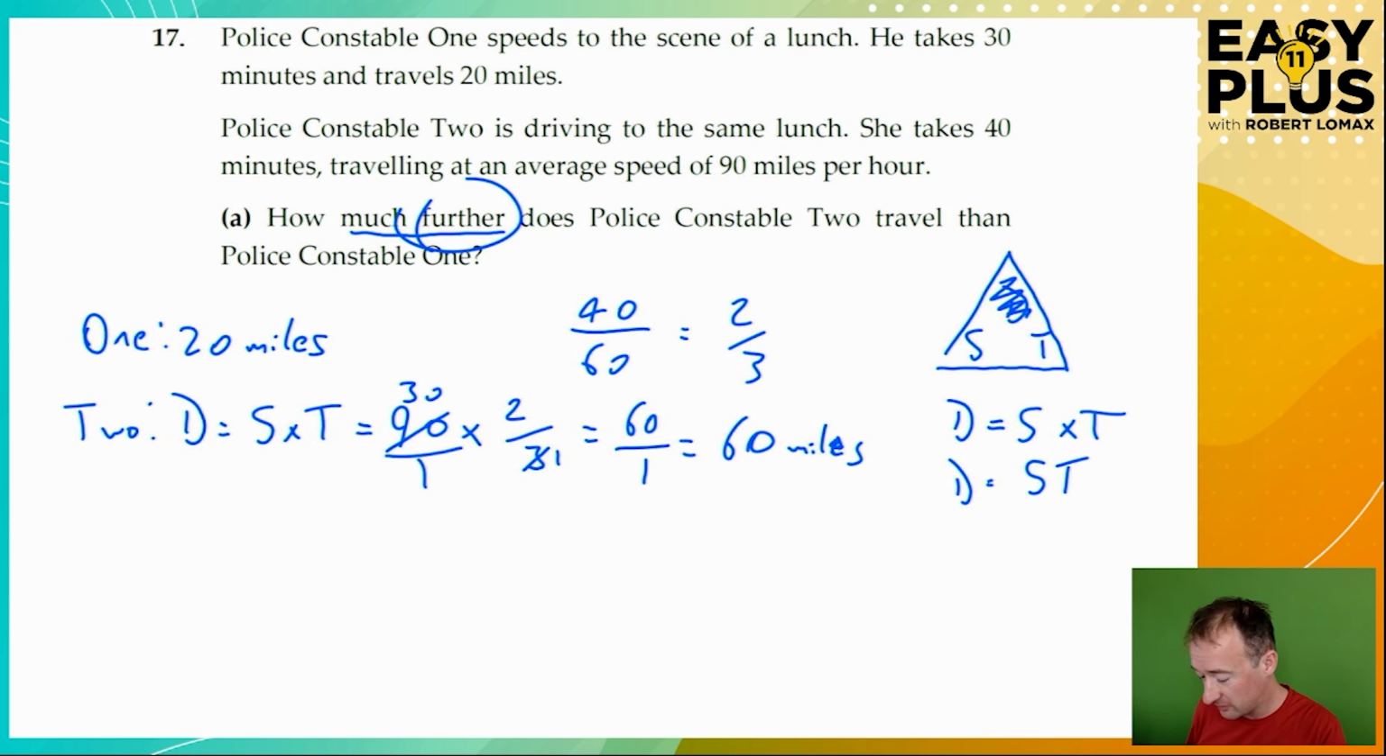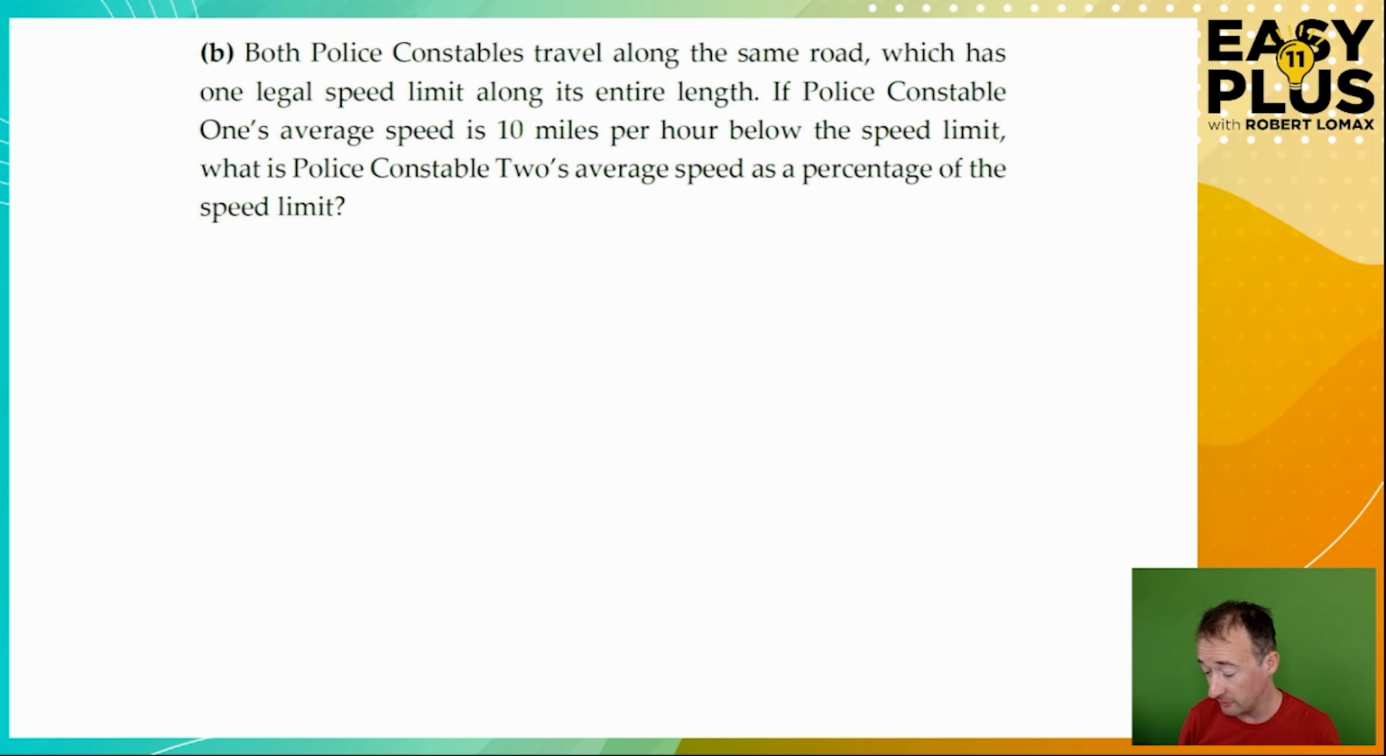We need to know how much further Police Constable 2 travels, so we simply need to do 60 minus 20 equals 40 miles. Both police constables travel along the same road, which has one legal speed limit along its entire length. If Police Constable 1's average speed is 10 miles per hour below the speed limit, what is Police Constable 2's average speed as a percentage of the speed limit?